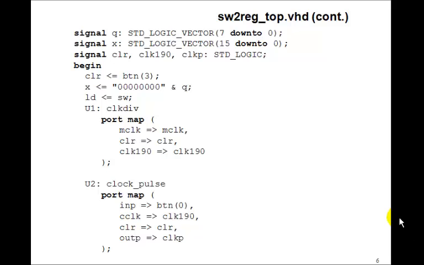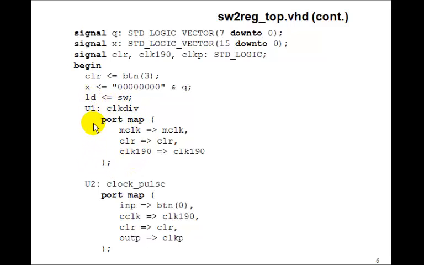So then in the architecture, we'll need a signal Q and a signal X. Q will be 7 down to 0, 8-bit number, X 16-bit number, 15 down to 0. And we'll also need signals for clear, clock 190, and clock P for the clock pulse. Clear is button 3. X is going to be Q, and we'll prepend some zeros here to make it a 16-bit X, which is 15 down to 0. Switches get connected to LD.